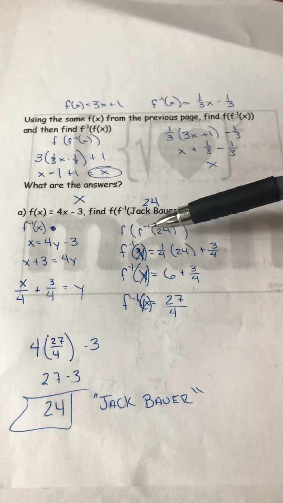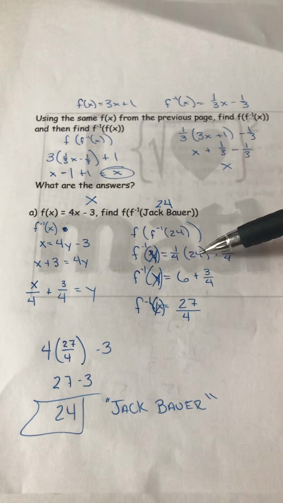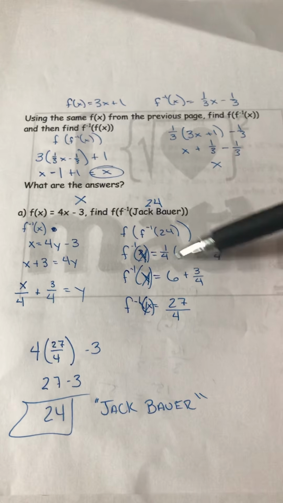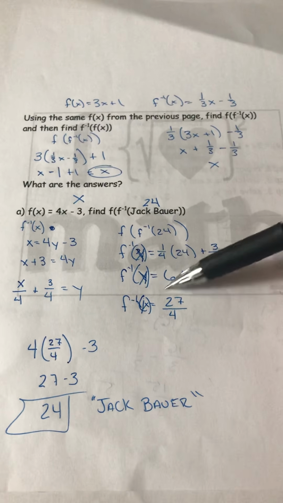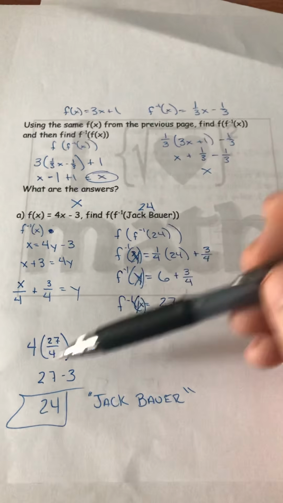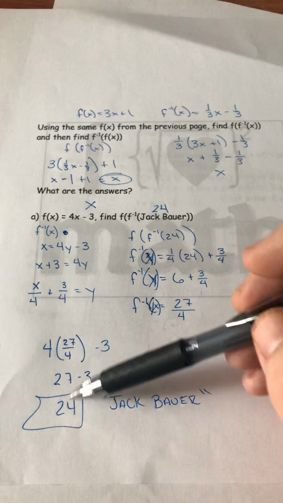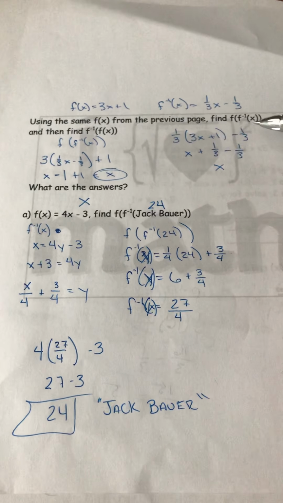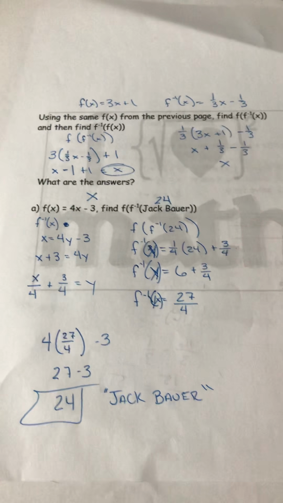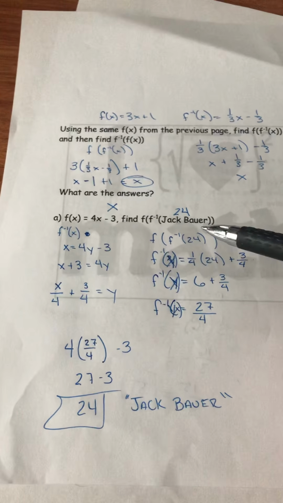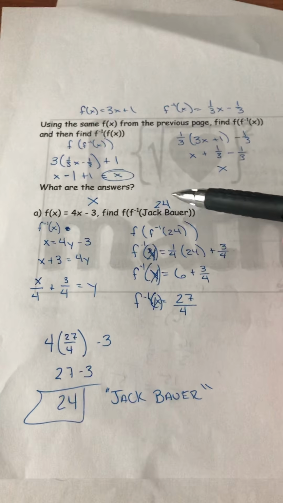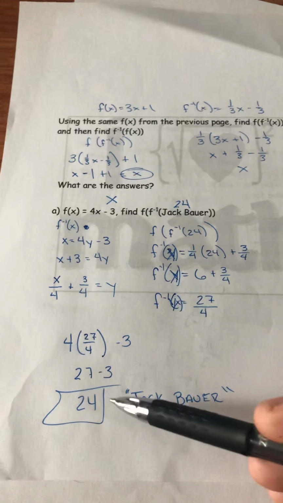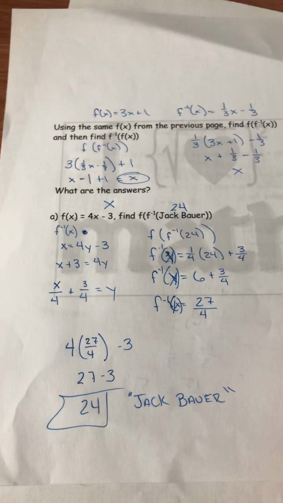So over here, we go with the inverse, plug in 24. If we show it, that's 6 plus 3/4, which is 27 over 4. Well, now plug that into there, and we get 24. If we remember, it's still x, so we're left with what's in the parentheses, x. Instead of doing all this work, we could have just realized what's in the parentheses, Jack Bauer, 24, so our answer would have been 24.